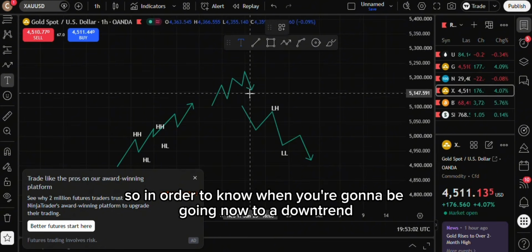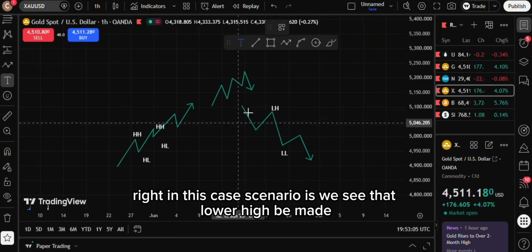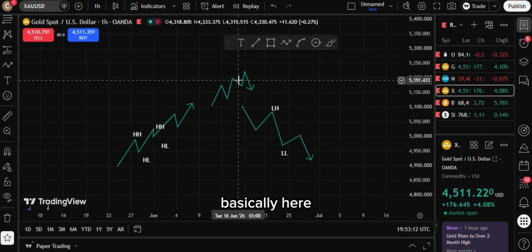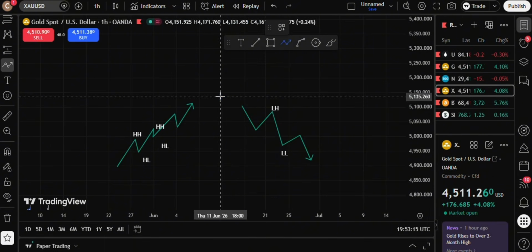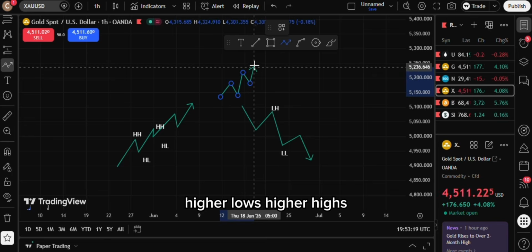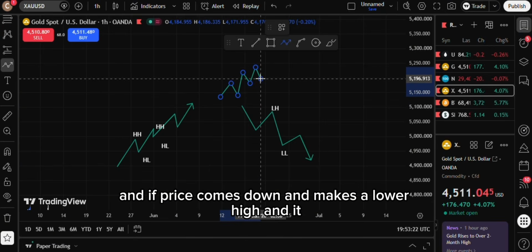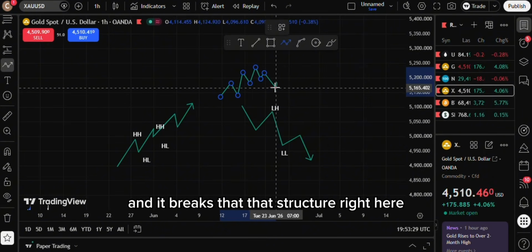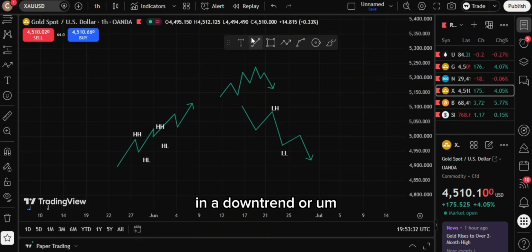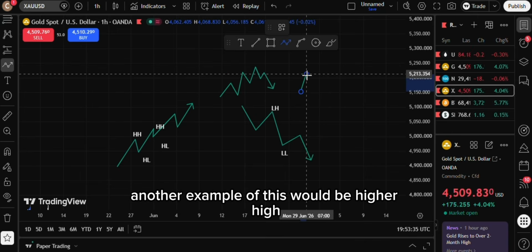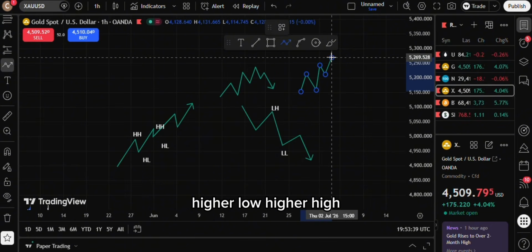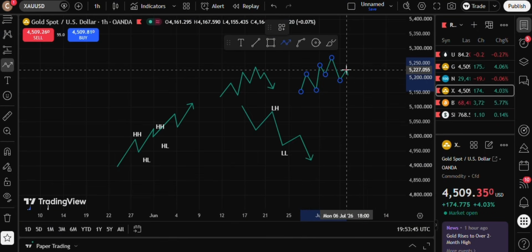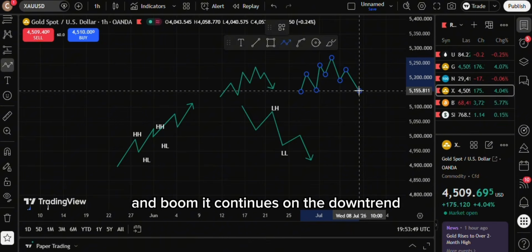So in order to know when you're going to be going into a downtrend, in this scenario, we see that lower high be made. Or basically, here, let me actually delete this right now. So we're going to see this trend of higher highs, higher lows, higher highs, and if price comes down and makes a lower high, and it breaks that structure right here, then that's how you know that you're going to be in a downtrend. Or another example of this would be higher high, higher low, higher high, higher low, higher high. It breaks that previous structure, which is this one right here. It makes a lower high, and boom, it continues on the downtrend.